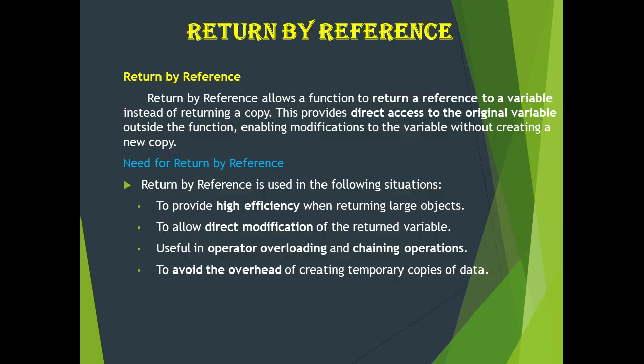Next, we will see return by reference. Return by reference allows a function to return a reference to a variable instead of returning a copy. This provides direct access to the original value outside the function, enabling modification of the variable without creating a new copy. Return by reference is used in the following situations: to provide high efficiency when returning larger objects, to allow direct modification of the returned variable, to be useful in operator overloading and chaining operations, and to avoid the overhead of creating temporary copies of data.